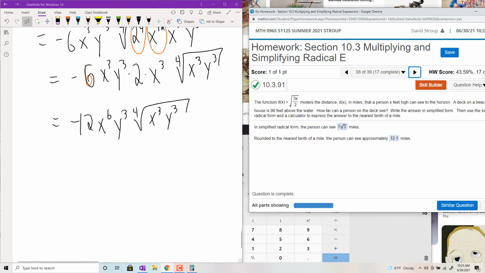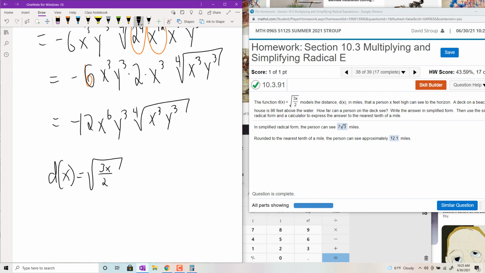Let's go on to the next one. Got some functions, some story problems here. Okay, so the function d of x models the distance d of x in miles that a person x feet high can see to the horizon. A deck on the beach is 98 feet above the water. How far can the person see?